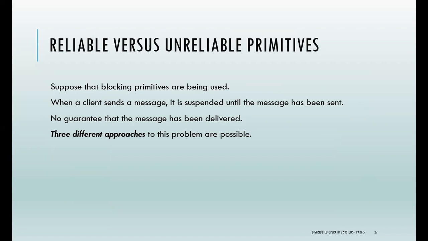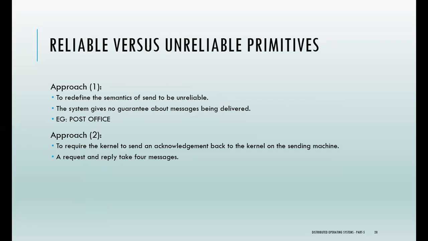Reliable versus unreliable primitive. Suppose that blocking primitives are being used. When a client sends a message, it is suspended until the message has been sent, but there is no guarantee that the message has been delivered. Three different approaches to this problem are possible.